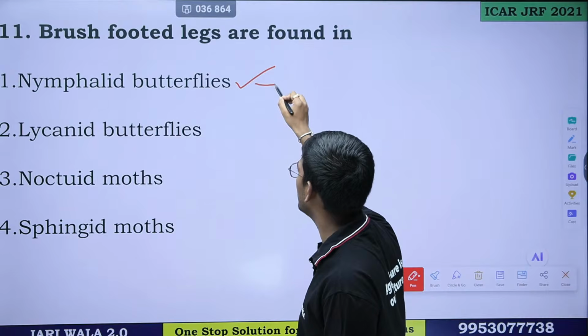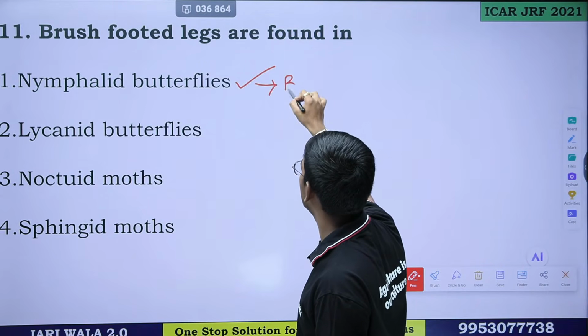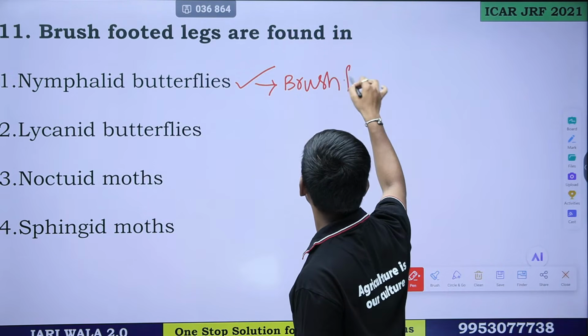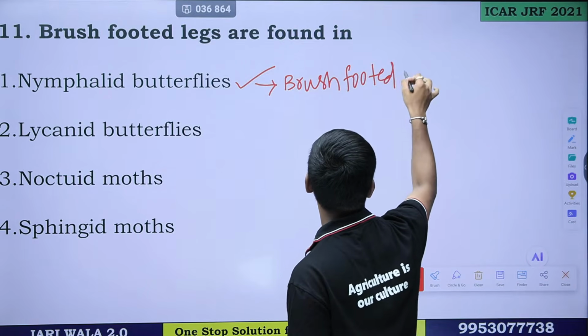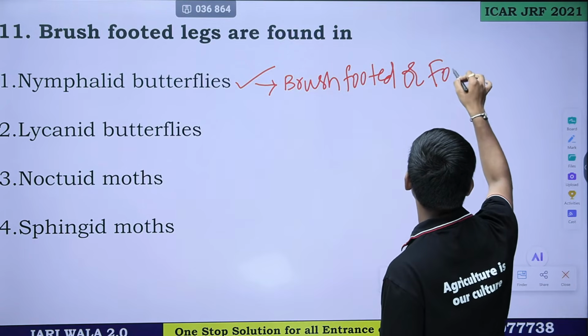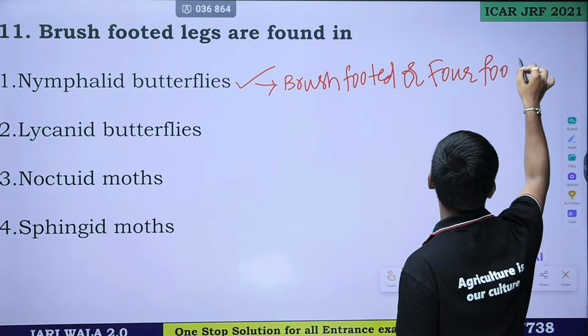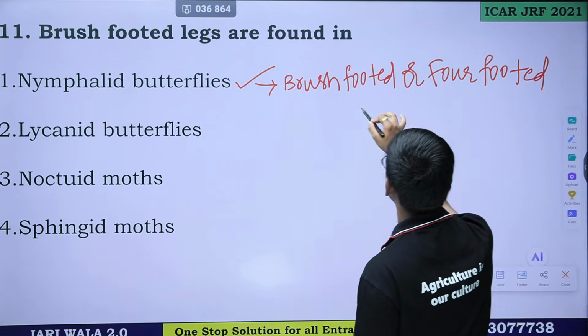So the brush-footed legs are found in the nymphalid butterflies. The common name is brush-footed or four-footed butterflies.